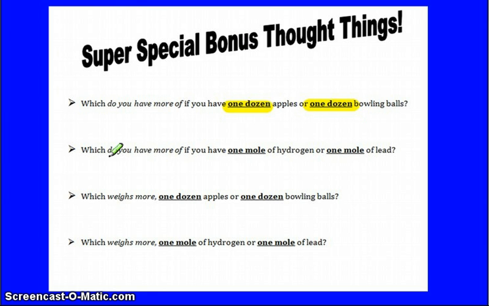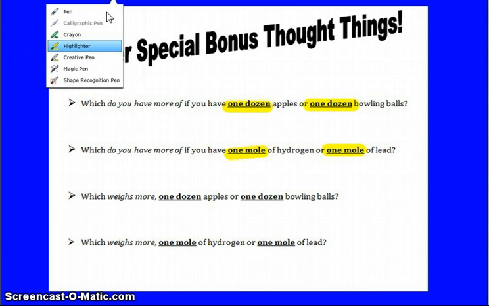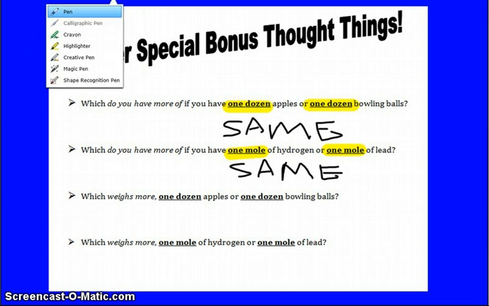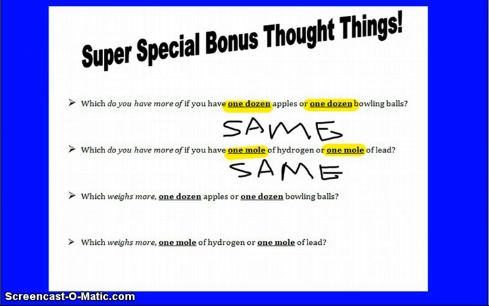Same thing with the mole concept, the chemist's dozen. Which do you have more of, 1 mole of hydrogen or 1 mole of lead? It does not matter which is which. They are the same. Both of these mean that you've got the same amount when you have a mole or a dozen. I'm showing you my awesome pen skills with my mouse. So yes, you have the same amount. 6.02 times 10 to the 23rd particles are in 1 mole.